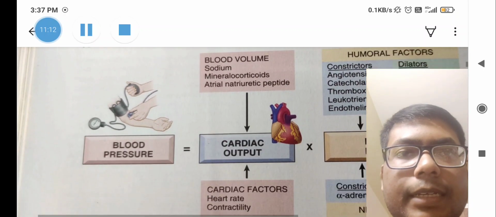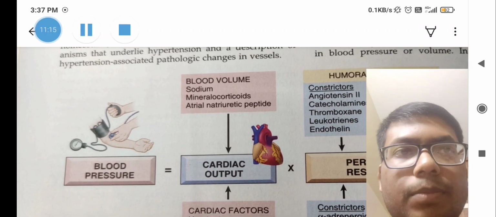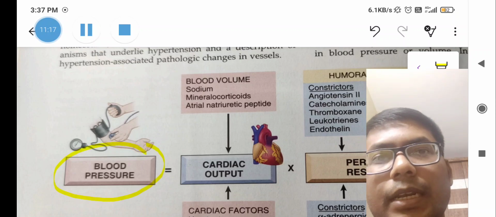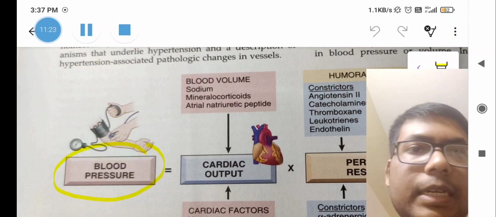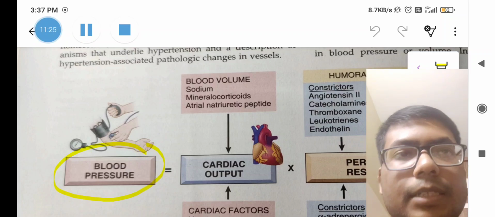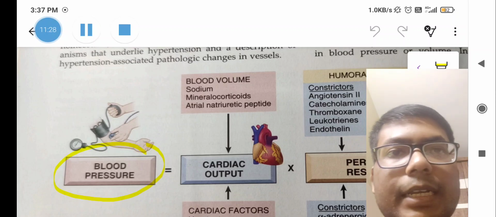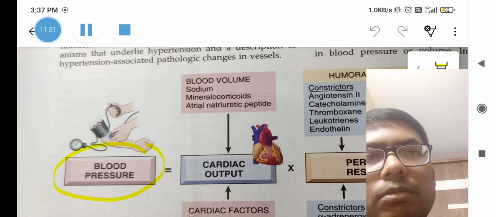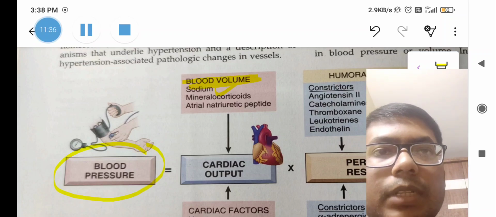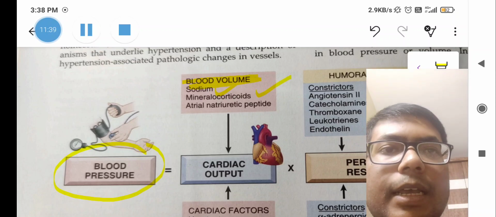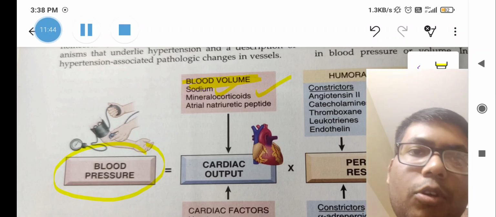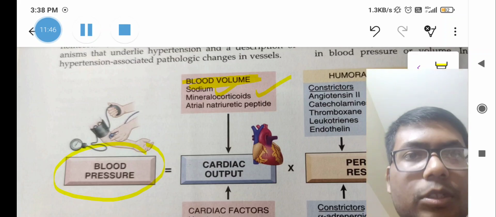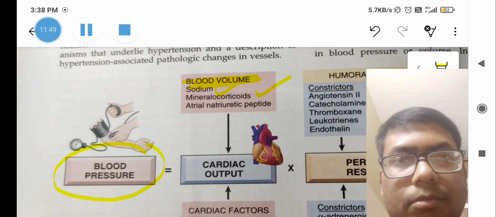Now next, what factors cause increased blood pressure? Blood pressure is mainly a physiological component which is the product of two things. One is the cardiac output and another is the total peripheral resistance. Cardiac output depends on the blood volume. There is sodium, there are mineralocorticoids, and there is the atrial natriuretic peptide, ANP. So these cause more volume preservation, increasing the blood volume.